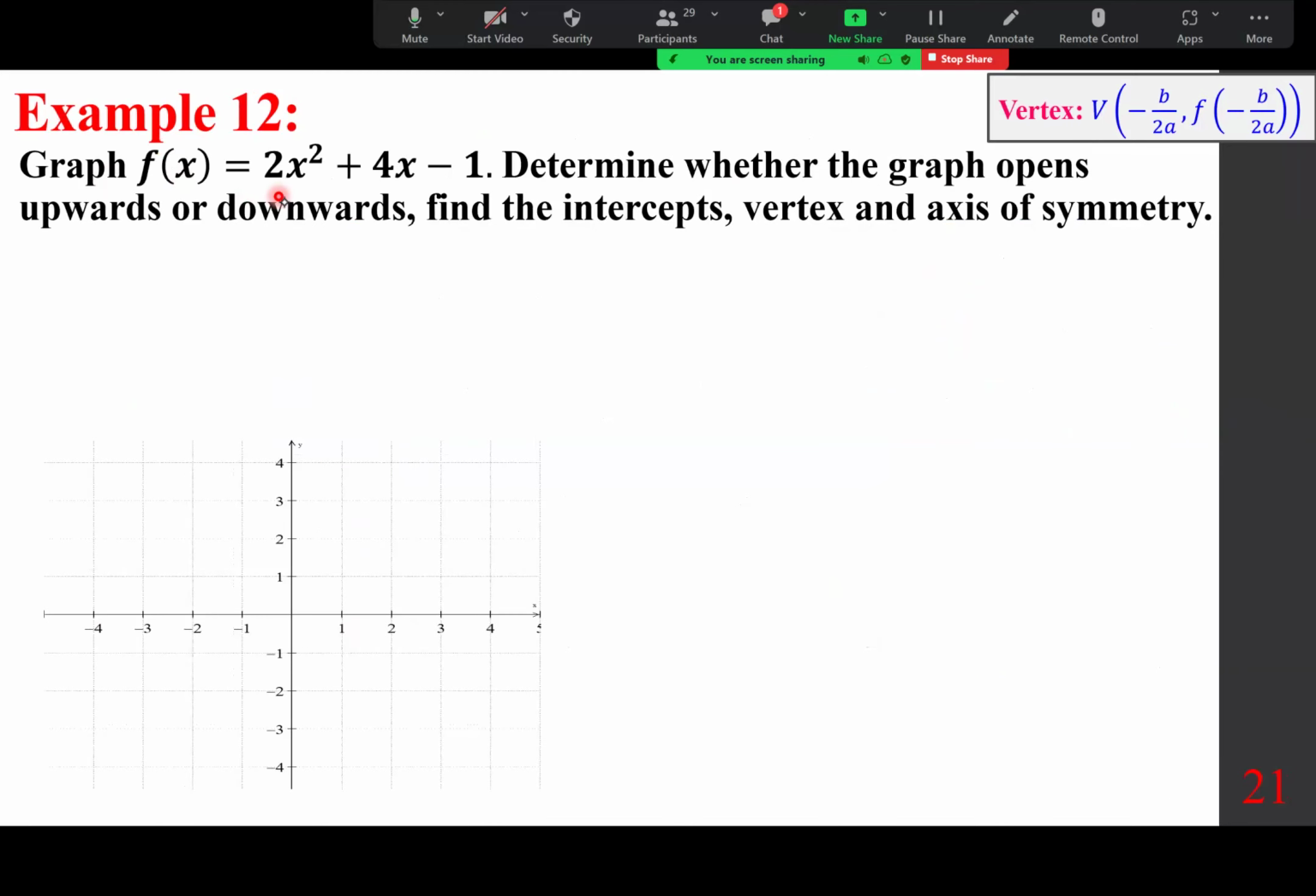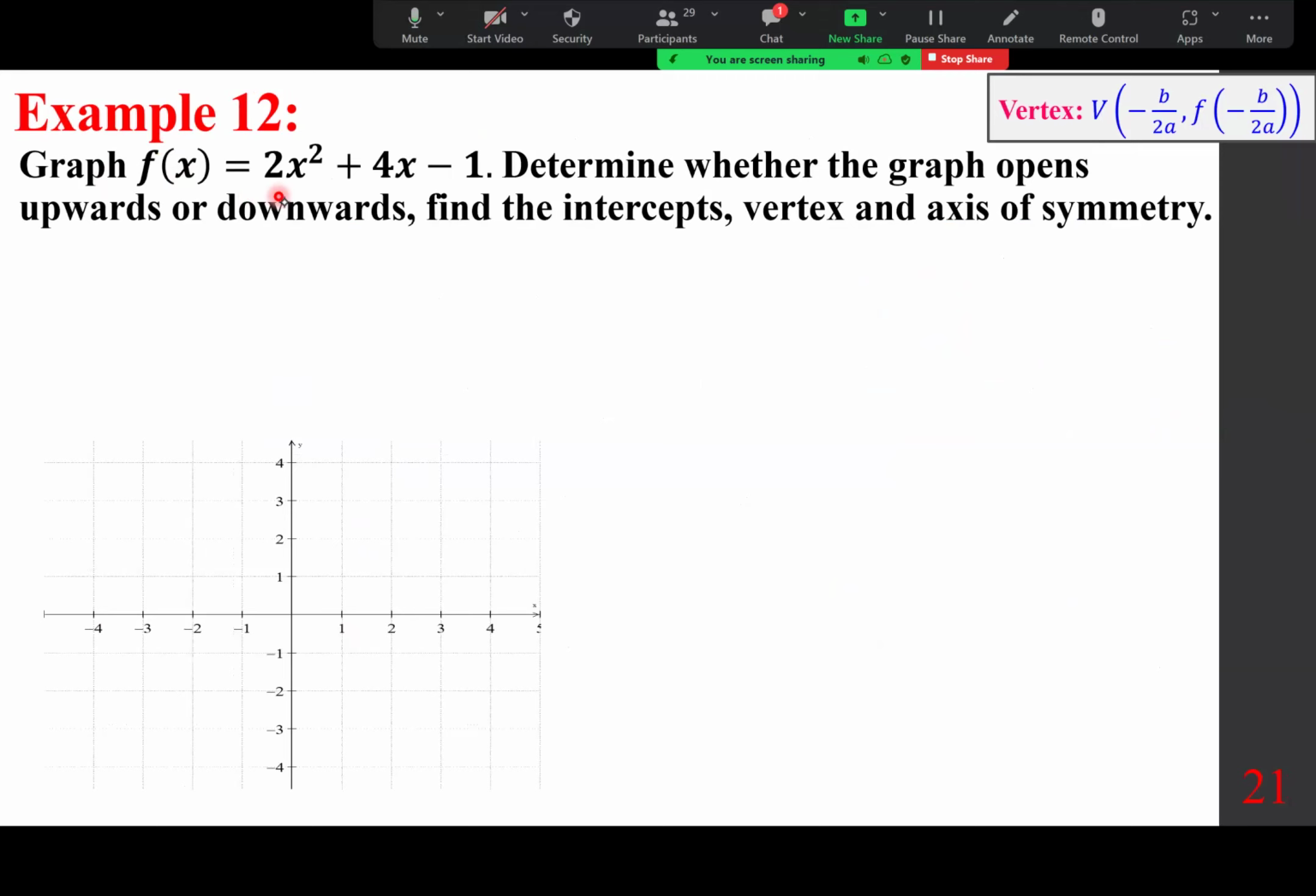Graph f of x equals 2x squared plus 4x minus 1. Determine whether the graph opens up or down. Find the intercepts, vertex, and axis of symmetry. We've done many of these, and the only reason I chose that is just to remind you of the quadratic formula.